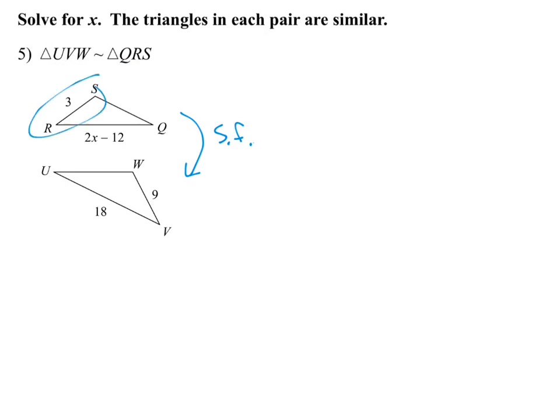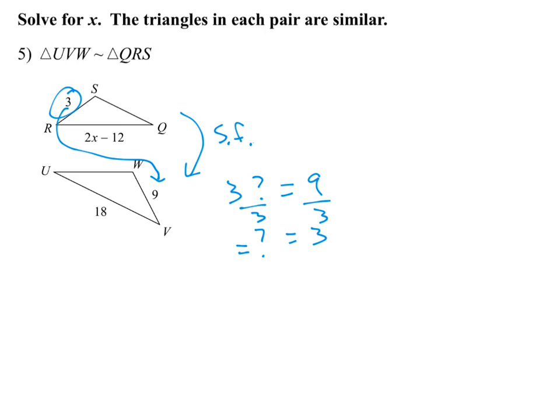So if you look at RS, that's the last two letters, that's going to be similar to the last two letters of the other one, which is VW. And so this 3 is going to go to 9 there. So 3 times something is going to equal 9. And that something is going to be 3. You can divide both sides by 3 and get it. So that's our scale factor. Scale factor is 3, which means if you take this part and times it by 3, you will get 18.